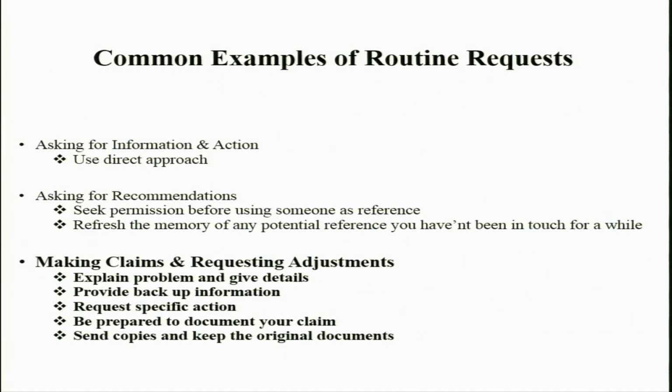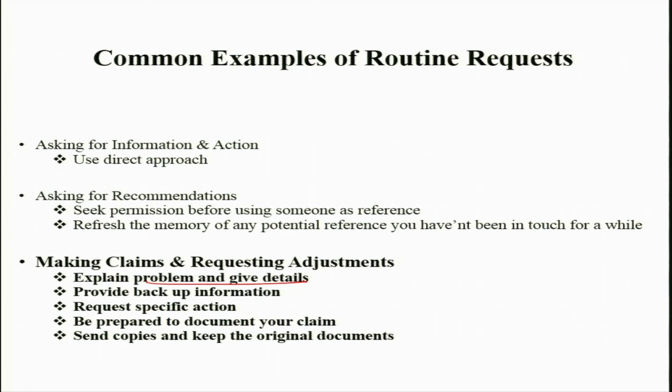Now, the third thing in the routine request is that you are going to be in situations wherein you will be making certain claims or adjustments. When I say adjustments or claims, just remember a few points: you should explain the problem and give details. Don't simply say that the product which I have received was damaged. That is not stating the problem in a very clear manner. State clearly what the product was, where it went wrong, what the invoice number was, what the bill number was, all such things.